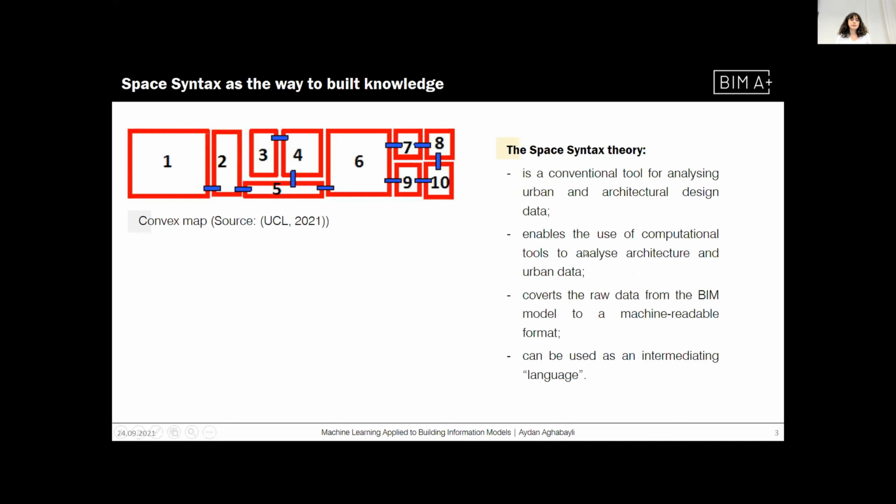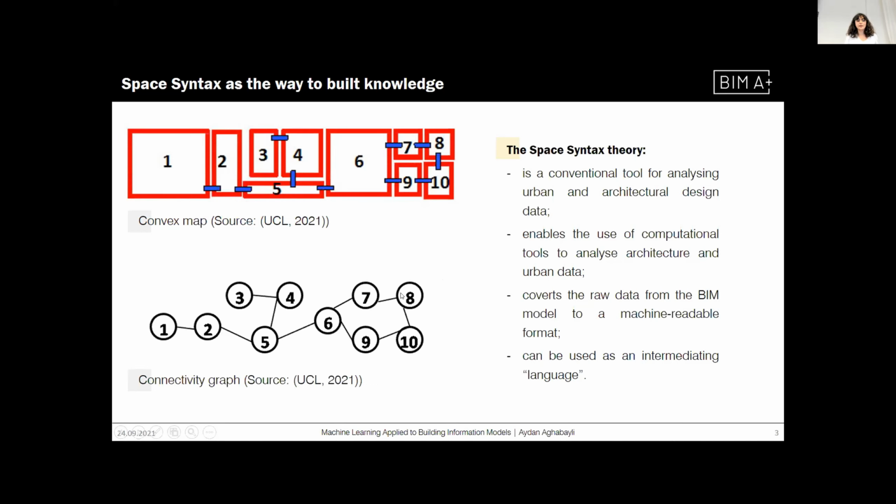So I will be introducing one concept of space syntax theory, which is the convex map. It is the simplified representation of the architectural space. Here, the numbered are the rooms, and these are connections between them. And a more simplified variation is the connectivity graph, where the nodes are representing the spaces and edges representing the doors between them.